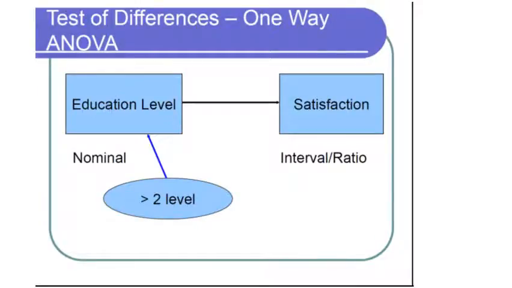If we're looking at one-way ANOVA, I'm going to explain a little bit more about what this one-way means in a short time. So education level has more than two levels, probably no schooling, high school, university degree, and then postgraduate, so that's more than two levels. And we want to see if there's a difference in satisfaction level. So that's a one-way ANOVA.